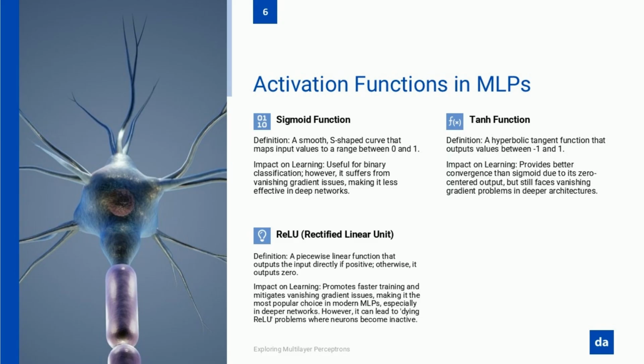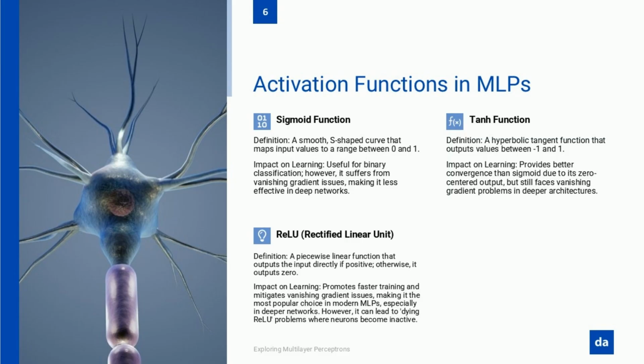Let's put it this way. Imagine you're driving a car. The activation function is like the gas pedal. It controls how much power or influence a neuron has in the decision-making process. If the function is weak, the neuron barely contributes. If it's too aggressive, it can overpower the learning process. That's why choosing the right activation function is crucial for getting an MLP to learn properly. Now let's look at some of the most popular activation functions and why they matter.